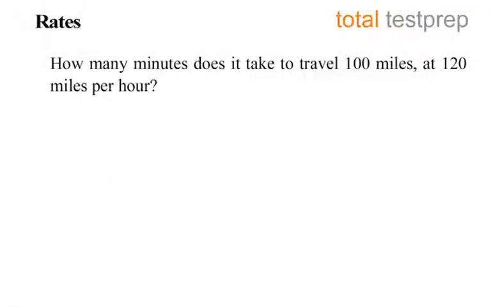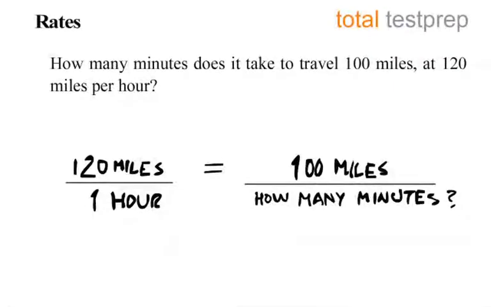Let's take a look at this question. How many minutes does it take to travel 100 miles at 120 miles per hour? Well, we can set up a proportion. 120 miles in 1 hour is the same as 100 miles in how many minutes? However, notice that here on the left we have an hour. That's the unit of time, where on the right it's minutes. So what we need to do is make sure that both units of time are the same. When you set up a proportion, the units need to be the same.